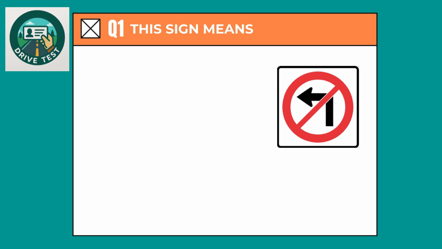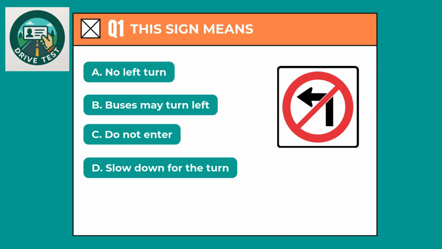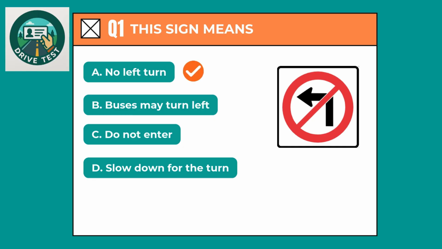Question 1. This sign means: A. No left turn. B. Buses may turn left. C. Do not enter. D. Slow down for the turn. The correct answer is A, no left turn. You can't make a left turn at this intersection.